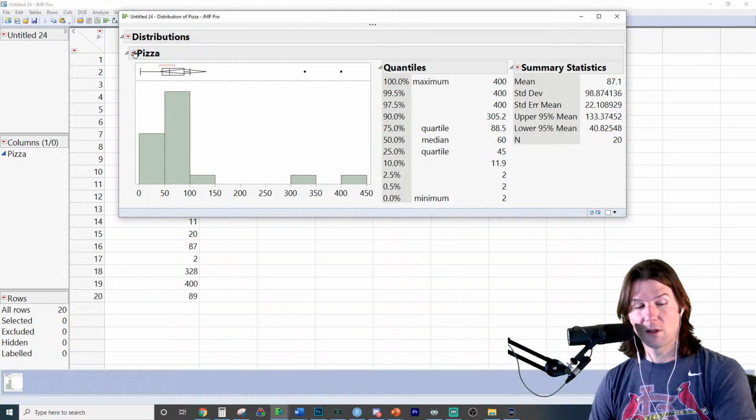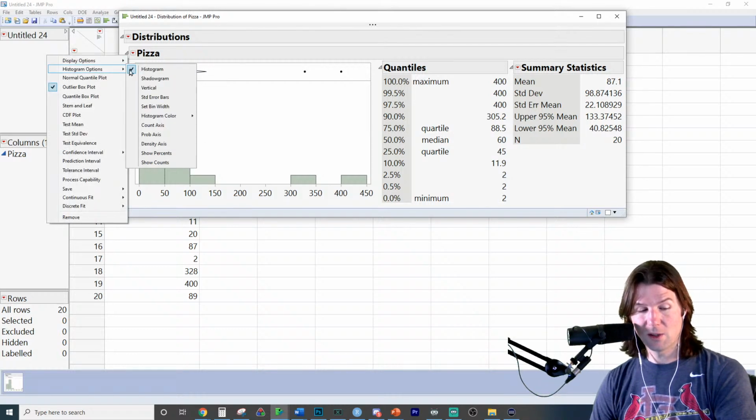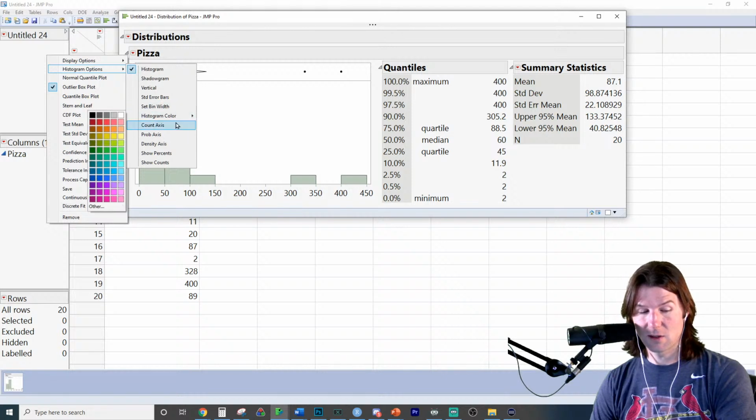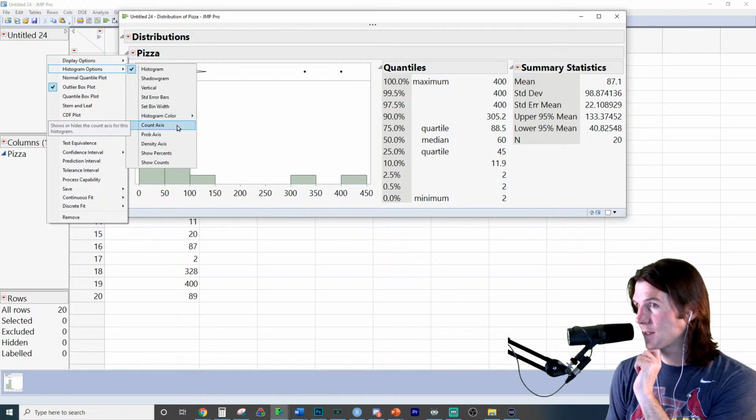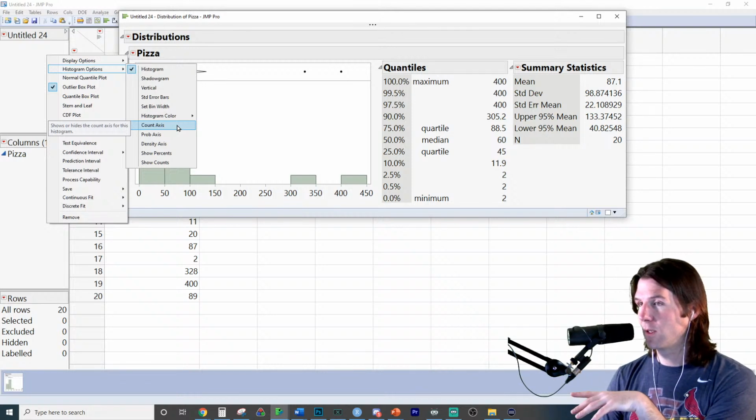Now we're going to go to the second red arrow, and we're going to go to histogram, and then to count axis right here. I'm just pausing right here so you can get there. And there we go.